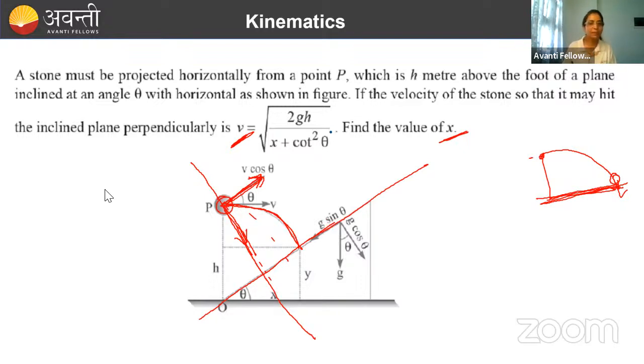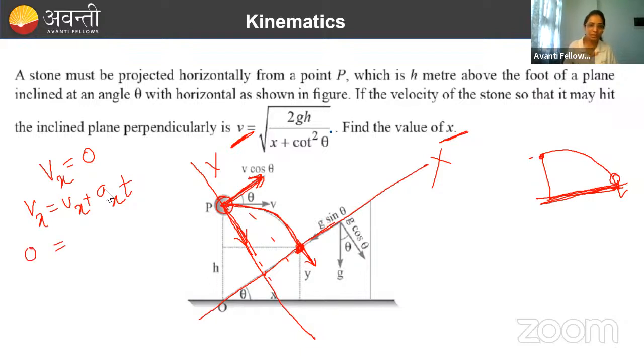Now, just try to find in what time this stone will hit here. At this point, it has velocity only in this direction, the y direction. If I take this as the x direction and this as the y direction, then at the point at which it is hitting the inclined plane, it has velocity only along the minus y direction. It means Vx, the final velocity in the x direction, is equal to 0 at this point. So if you are going to write the velocity for x, what will you write? Vx will be equal to ux plus axt. Done. And Vx is 0.